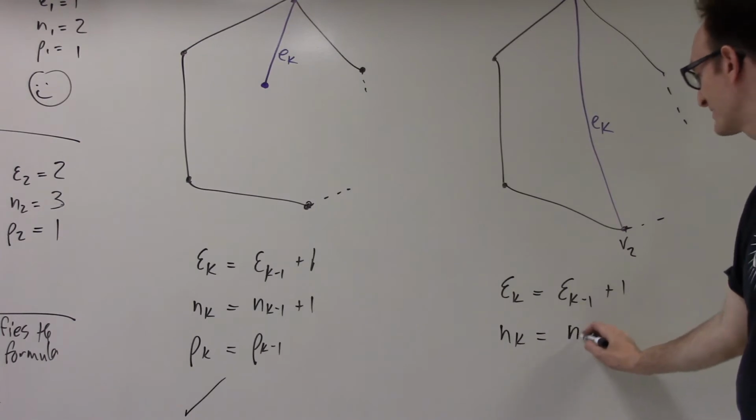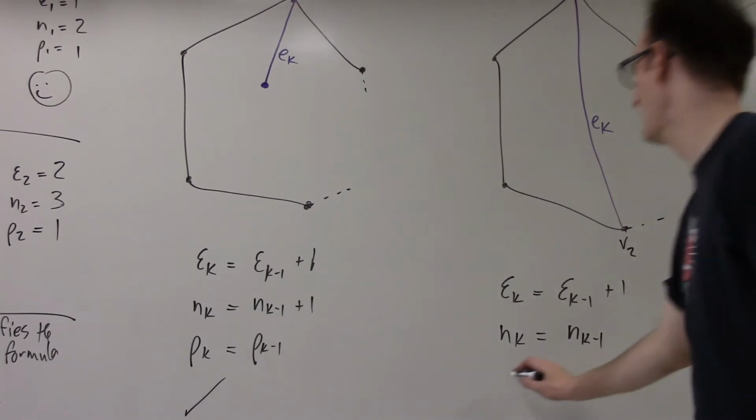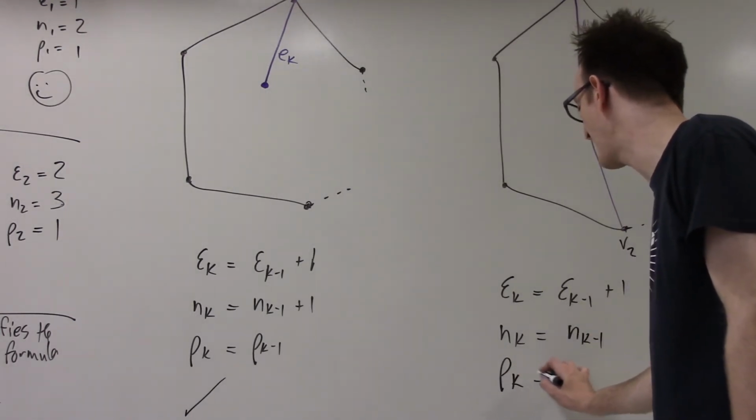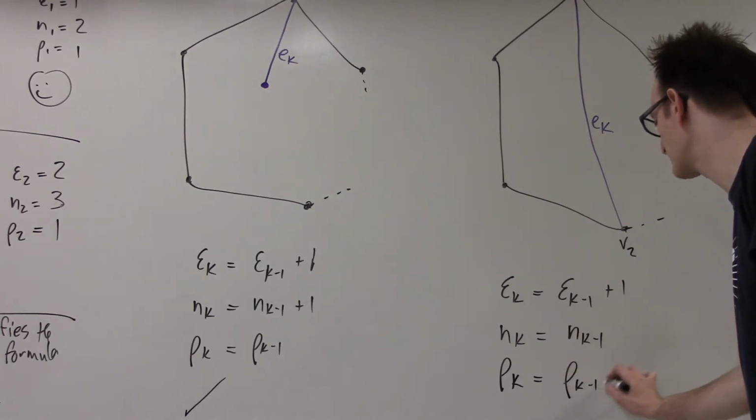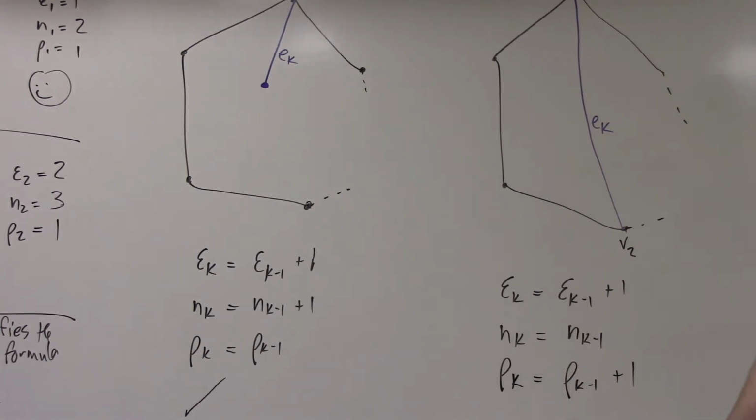I did not. So this is still N sub k minus 1. But rho sub k is rho sub k minus 1 plus 1, because I did add a new region. And therefore, looking at the formula, I added 1 to the number of edges and I added 1 to the number of regions, so the equation remains balanced.